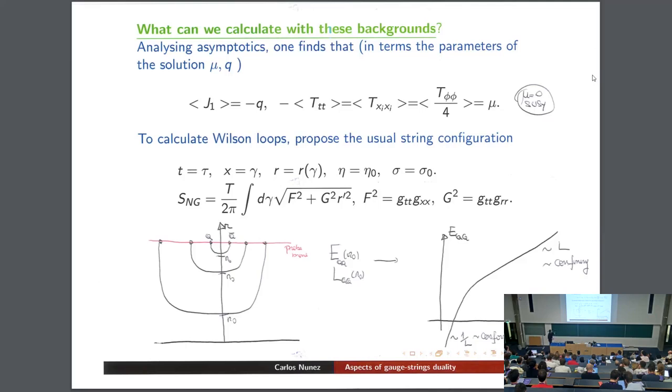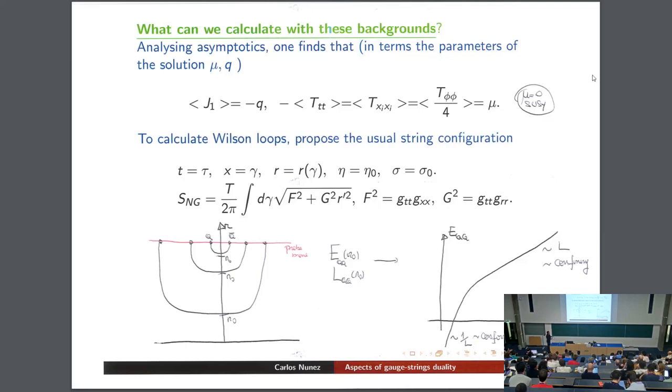Analyzing the asymptotics, notice this is asymptotically AdS, so using holographic normalization is safe. One can see that, depending on the parameters of the solution, one can have SUSY breaking if this parameter mu is non-zero. I'm going to take it to be 0. Or also a vev for a component of the R-symmetry current. Okay? Is this vev the one that triggers the flow in our case? So this is quite universal and happens in this whole infinite family of backgrounds.